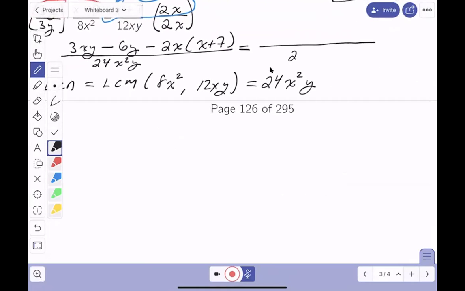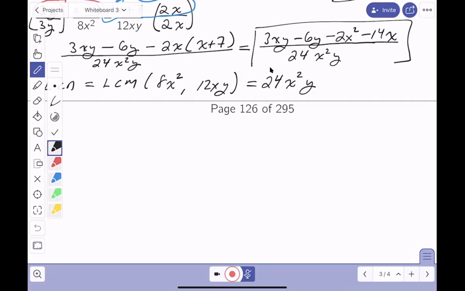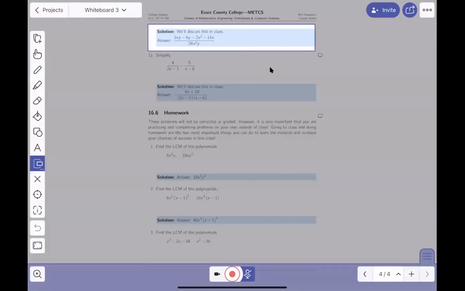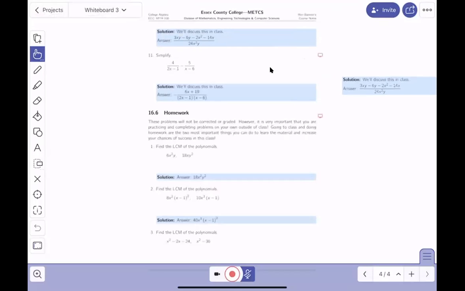So 24x squared y, 3xy minus 6y. Now what do you get here? Minus 2x squared minus 14x. There are no like terms. I'm done. What do I recommend? Please look at the key. I'm going to grab it. I'm going to copy it.